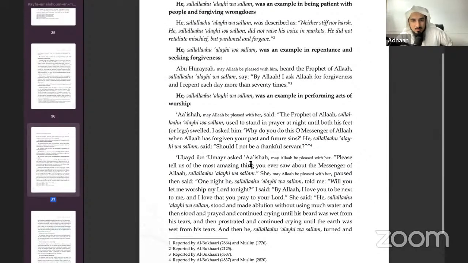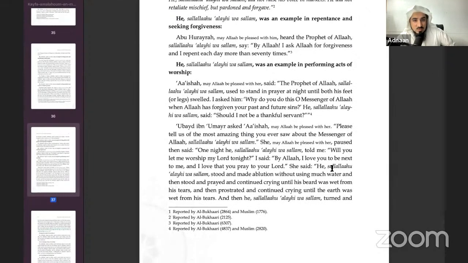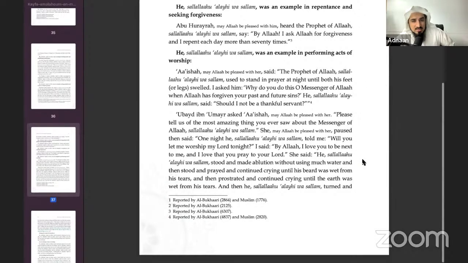Ubayd ibn Umayr asked Aisha radiallahu anha, please tell us of the most amazing thing you ever saw about the Messenger of Allah sallallahu alaihi wasallam. She radiallahu anha paused, then said, one night he sallallahu alaihi wasallam told me, will you let me worship my Lord tonight? I said, by Allah, I love you to be next to me, and I love that you pray to your Lord.